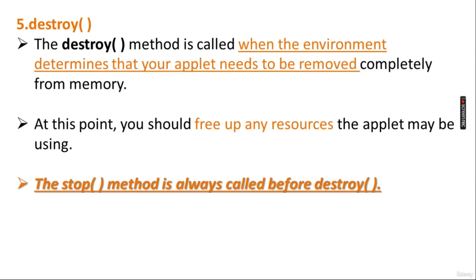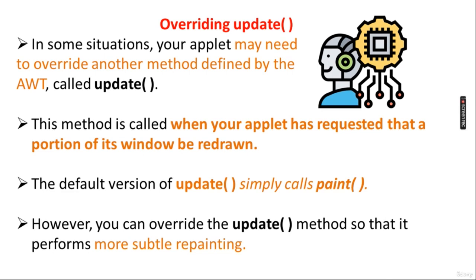Destroy. The destroy method is called when the environment determines that your applet needs to be removed, maybe from memory. The environment tells that your applet needs to be removed completely so that it will be destroyed. You should free up any resources the applet may be holding. It can be a PNG file, an MP3 file, or an audio clip. The stop method is always called before destroy. So before destroying, the applet must be stopped.